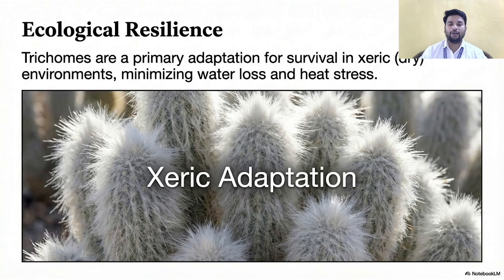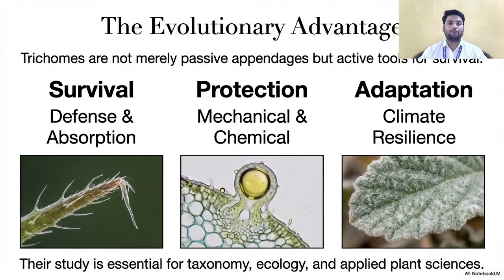Then ecological adaptations, xerophytic plants. The xerophytic plants have different xeric conditions, and the trichomes are a primary adaptation for survival in a xeric condition because a dense layer of trichomes reduces water loss and heat stress. So that's why in a particular xeric or xerophytic condition, we can come over such a situation. The evolutionary advantage, we can study the evolution.